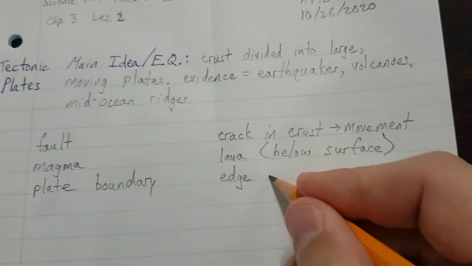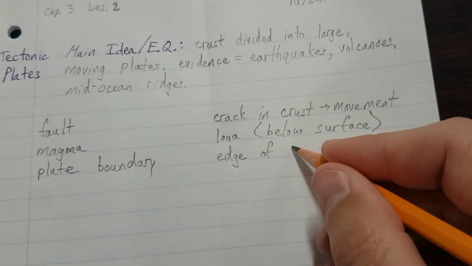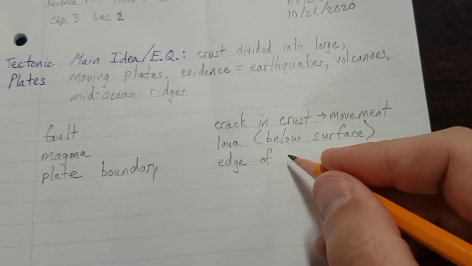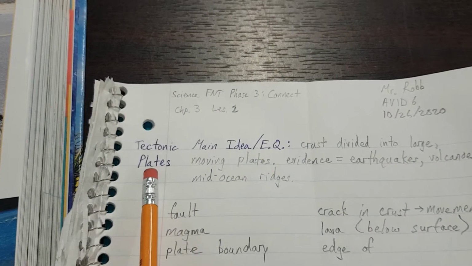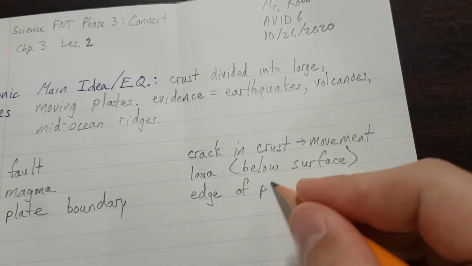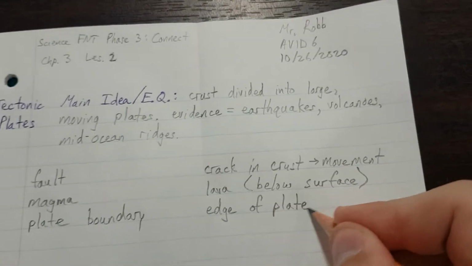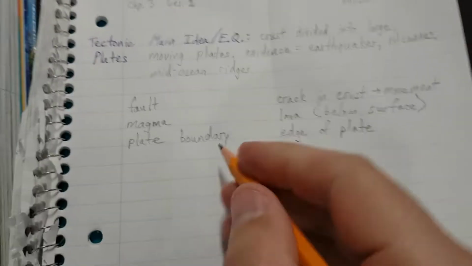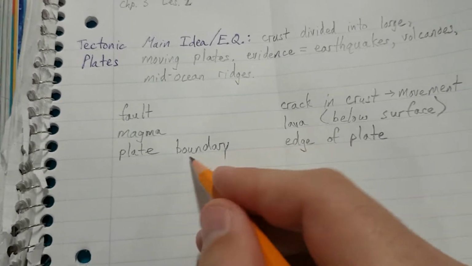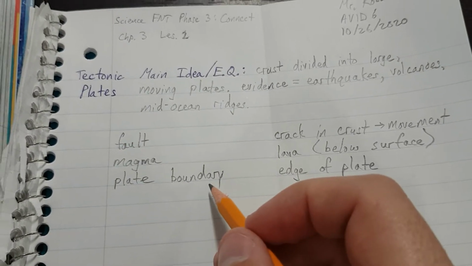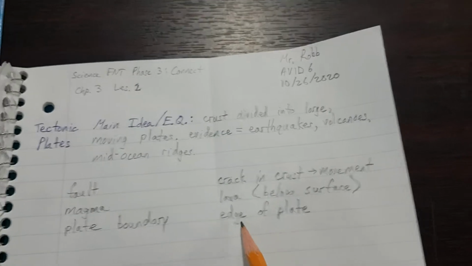E-D-G-E, O-F. We don't even need to say tectonic because we know this whole section is about tectonic plates. So let's just put plate, P-L-A-T-E. Oh, okay, a boundary is like a line, right? It lets you know where the bounds are, if you're in bounds or out of bounds. So that's the edge of the plate.